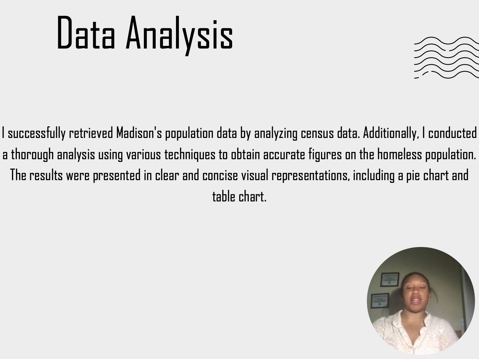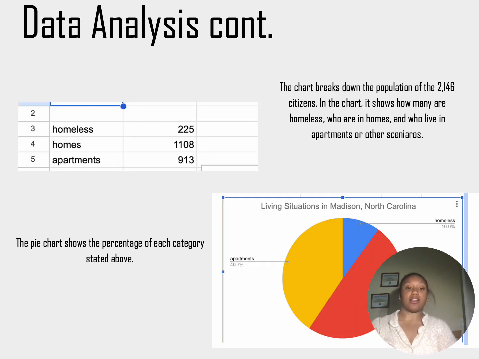So on the next slide, I provided a visual for my visual learners. As you can see, homeless sits at 225. Homes sit at 1,108 people, and apartments sit at 913. So using the amount of people who are in homes and apartments, you could add those up and then subtract it from the 2,146, which gives you your homeless that is now 225. Also, I provided a pie chart, and my apartments are the ones that are in yellow, my homeless are the ones in blue, and my homes are the ones in red.